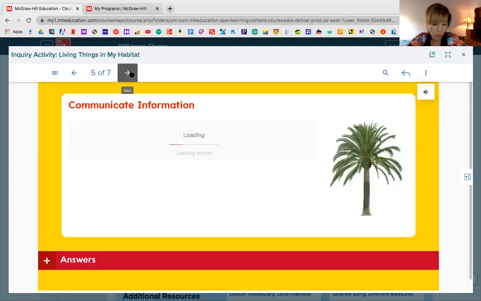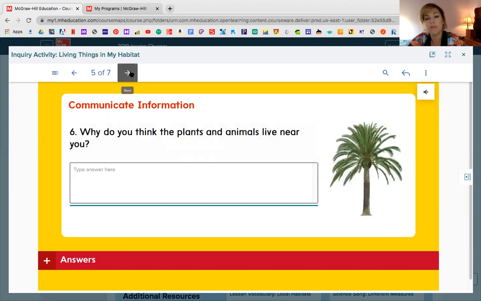Number 6 says, why do you think that the plants and animals live near you? For example, with birds, I mentioned that the birds are near Whitman because I think that they see all you kids drop all your snacks at recess, and I think that that's where they like to come out. I think the squirrels love all the trees that we have by Whitman. I really do. We have a lot of sunlight in California, so I think the trees are happy with having as much sunlight as they need. Plants can grow there too. Like I said, it's okay to have a different answer from me.